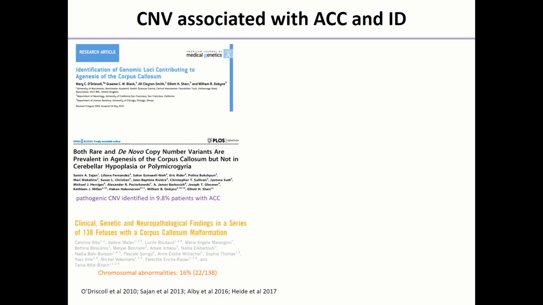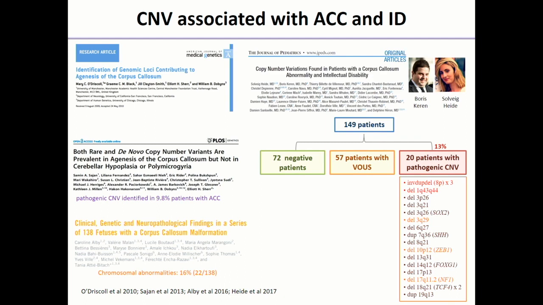So in the cohort of patients with ACC and ID, we have found a lot of pathogenic CNVs, and there were previous studies published, including the study of Bill and Elliott Chair, and the study of Tania. And in our own study, we found 13% of pathogenic CNVs, and most of them were already associated with ACC in the literature, all of them except the ones in orange that were new. And I will highlight two of these pathogenic CNVs.